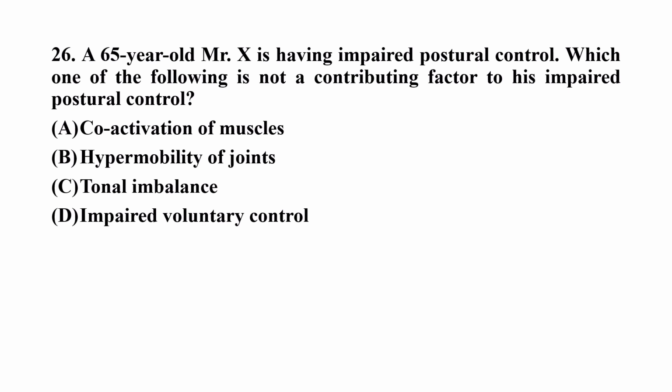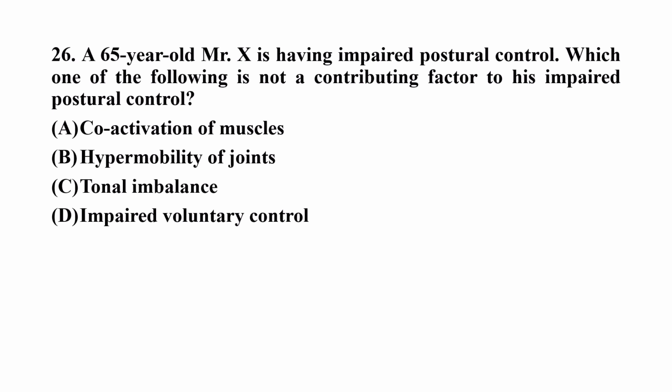Option B, hypermobility of joint. It can contribute to impaired postural control because hypermobility of joint causes reduced joint stability, poor proprioceptive feedback, difficulty in maintaining alignment, so this can lead to balance problems. Option C, tonal imbalance. It means unequal muscle tone between the muscle groups, for example tight hip flexors plus weak extensors, or you can say spasticity, so that contributes to postural misalignment and balance control also gets disturbed.